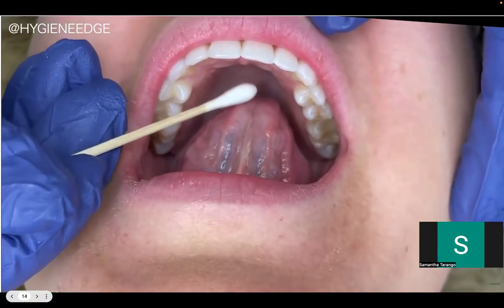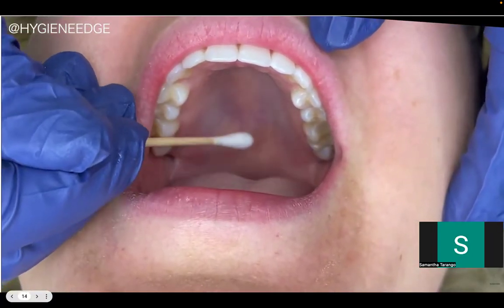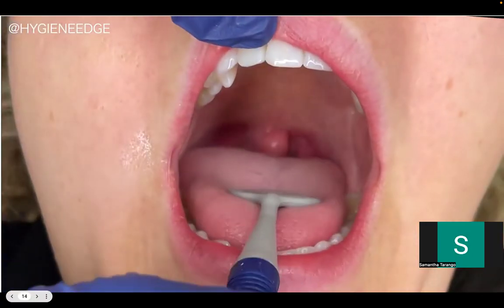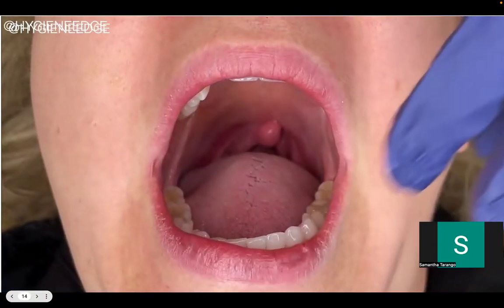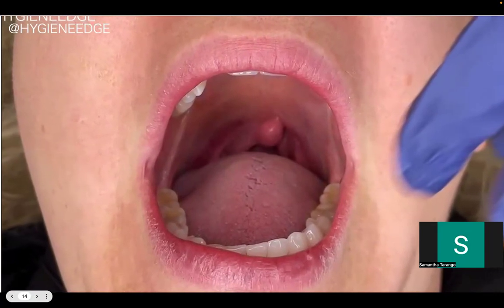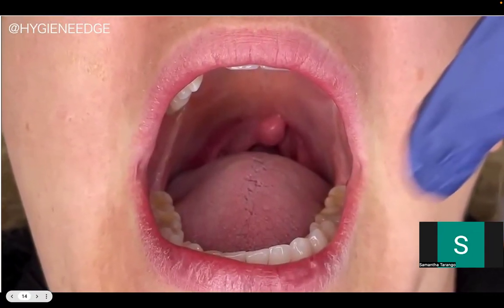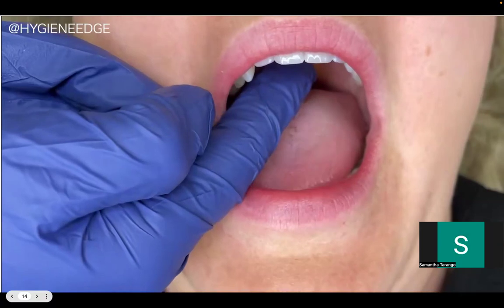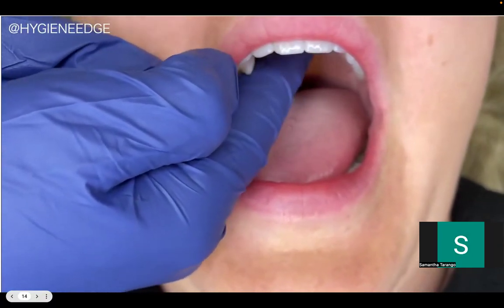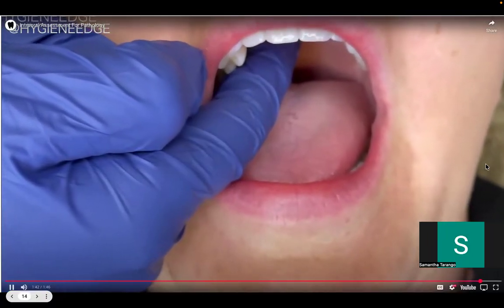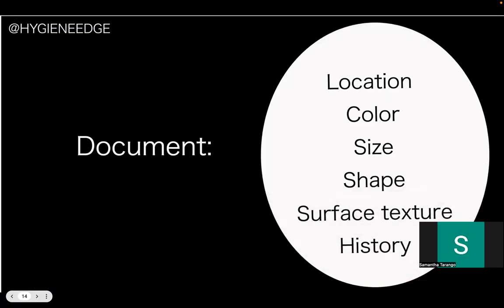Then assess the hard and soft palate structures, and then have the patient say, ah, to relax the lower and posterior portion of the tongue and evaluate the uvula, anterior and posterior faucial pillars, and tonsils in the oropharynx area. Then palpate the anterior hard palate without going too far back to stimulate the gag reflex. Then document any abnormalities.